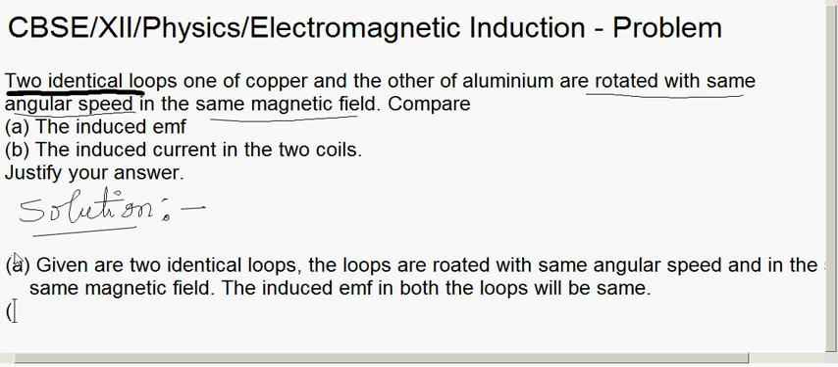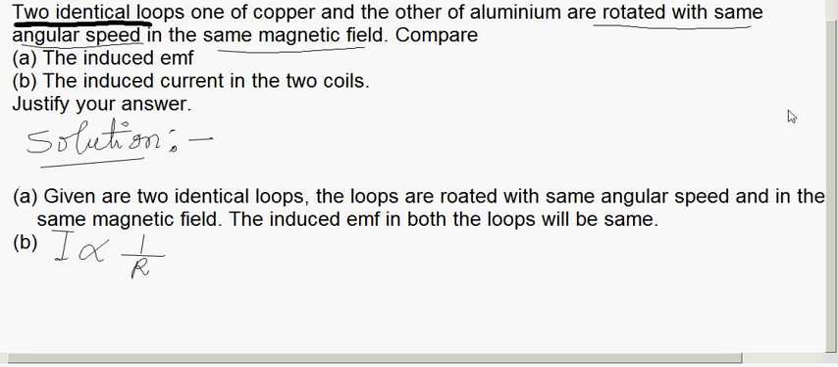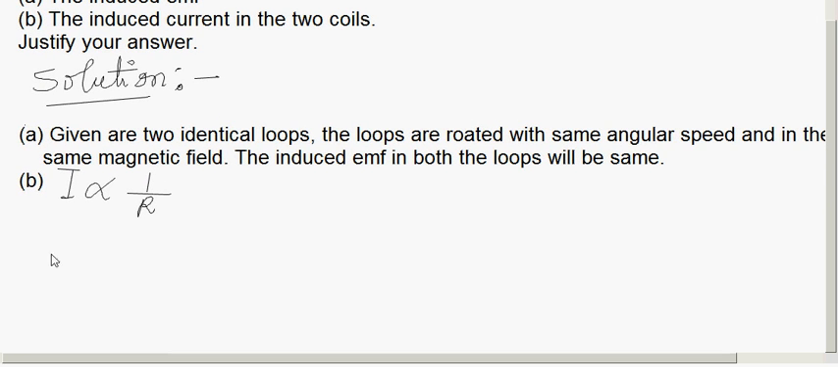Now question number B. How to find out the induced current? The current is proportional to 1/R, or current is inversely proportional to resistance. If R is less, I is more. Now the given coils are, one is copper, another one is aluminium.